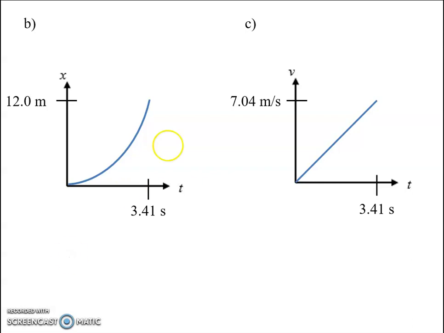Now, how do we know it's a parabola here? Well, that actually takes some calculus, and we're not really going to get into it in this class, but it's just a good thing to know that if, for example, we have a straight line on velocity versus time, we're going to have a parabola on position versus time.